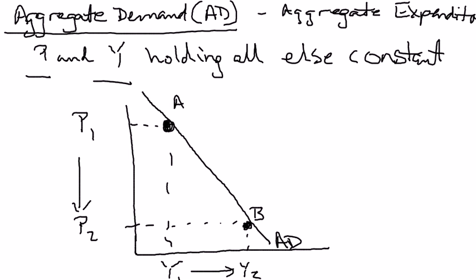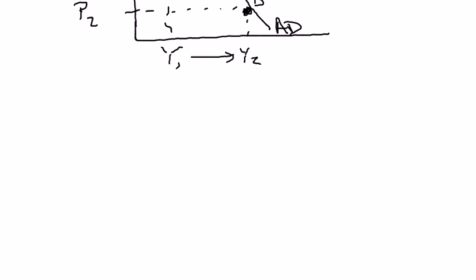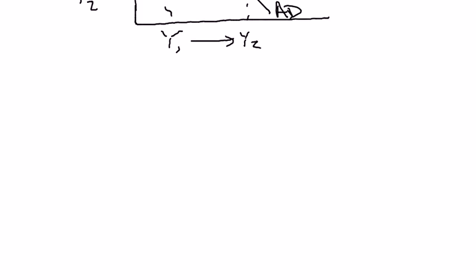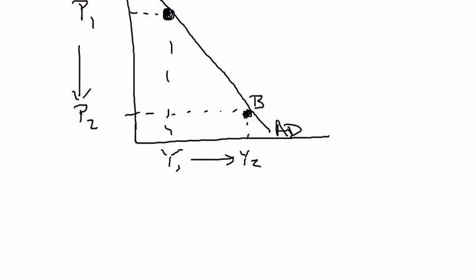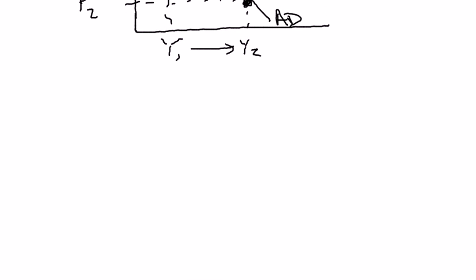Okay. Now the key question is, why does the drop in the price level lead to higher real GDP? If you remember, real GDP, or aggregate expenditures, is C plus I plus G plus NX. Okay? And it turns out there's three reasons why we think a decrease in the price level is going to cause an increase in GDP.